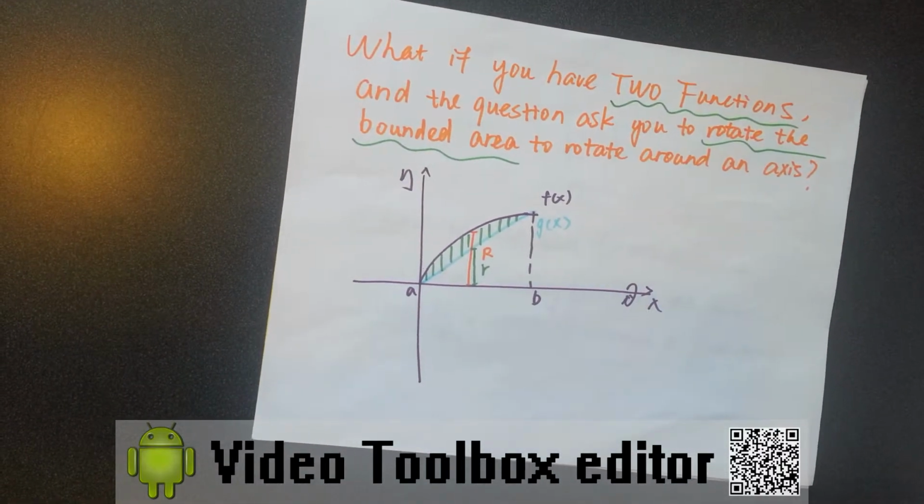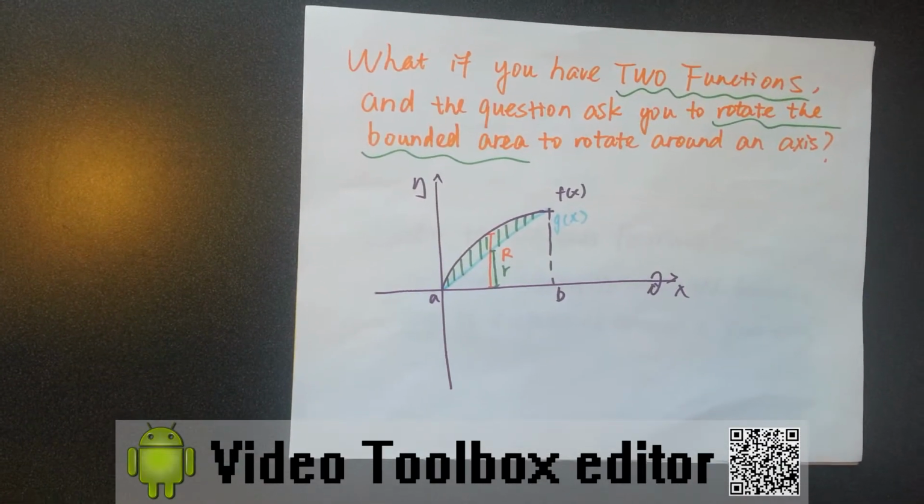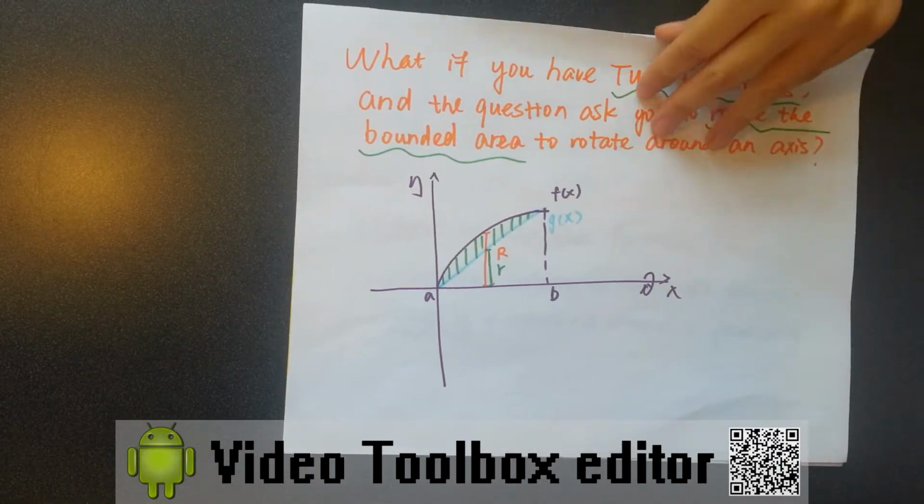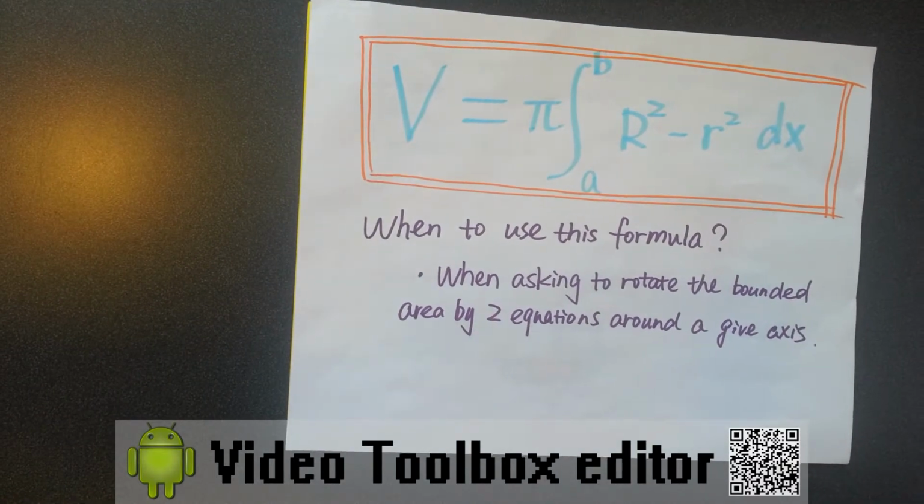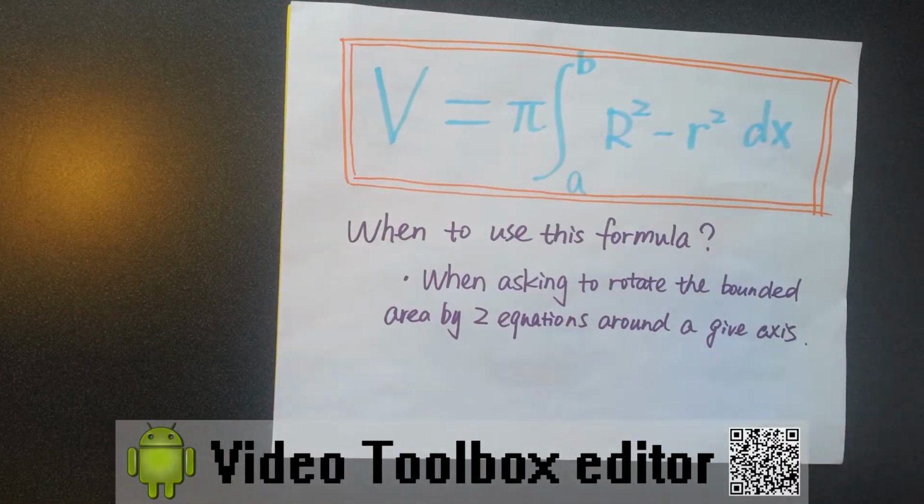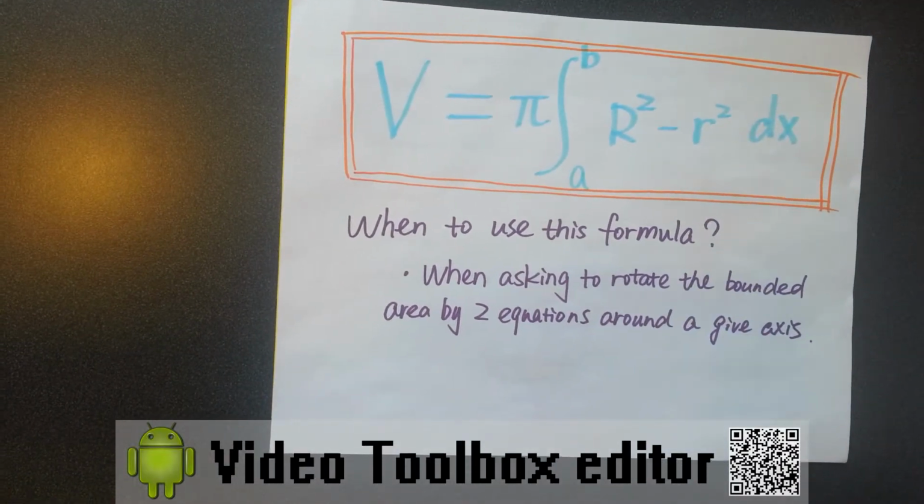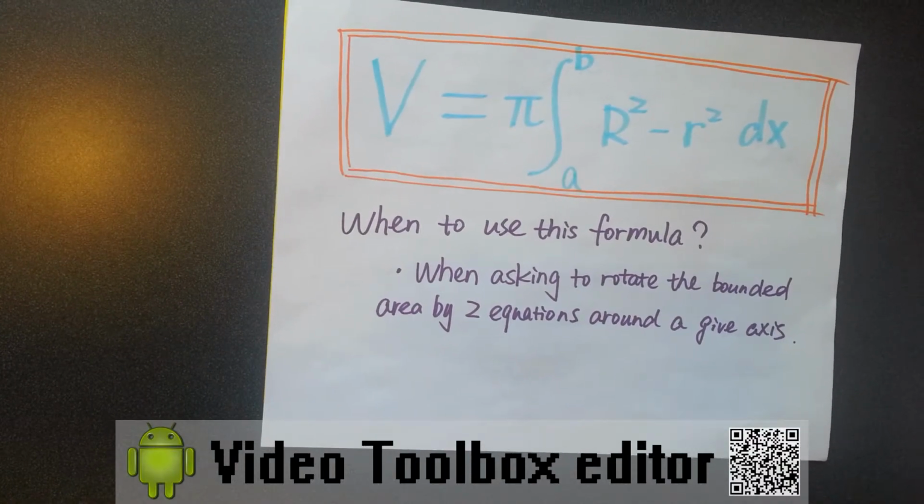So what if you have two functions, and the question asks you to rotate the bounded area around an axis? So we use the formula volume equals pi times the integral from a to b of big R squared minus little r squared dx. When to use this formula? When asked to rotate the area bounded by two equations around a given axis.